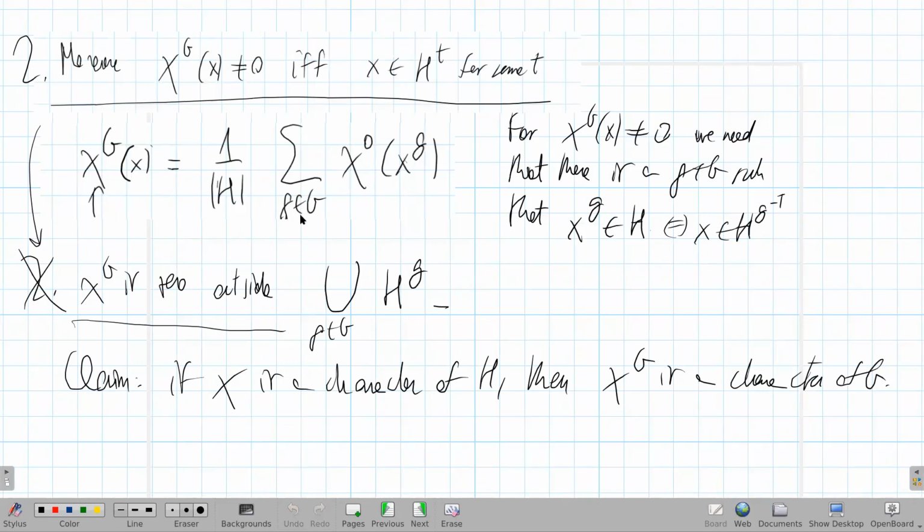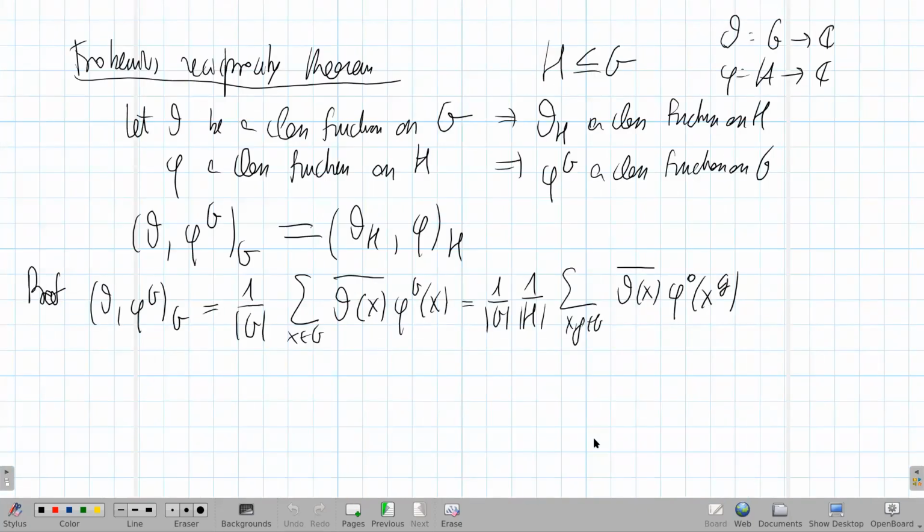Okay, you sum over g, and then you take phi naught, in this case chi, but phi naught of the conjugate. Okay, good, and this is just the conjugate. But of course we can make a change of variable, and the change of variable is we set y equals x to the g, which of course means that x is y g inverse. Okay, it's just a change of variable, and since conjugation is a bijection, you can do this change of variables.